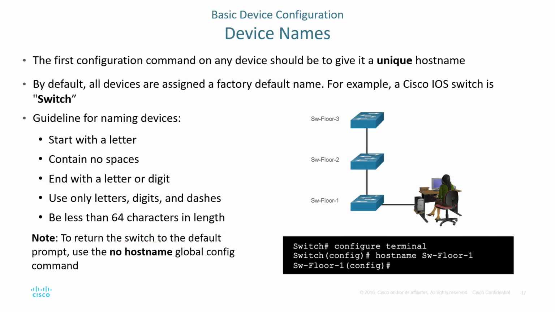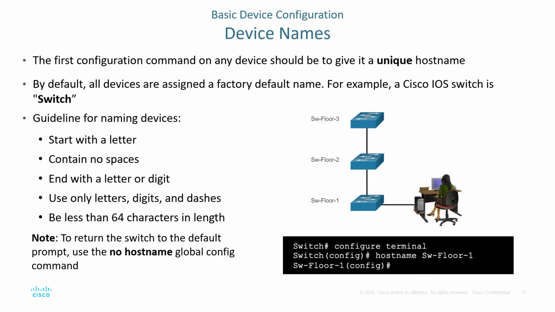So the first configuration command on any device should be to give it a unique name. When you purchase a device from a manufacturer, unless you purchased it pre-configured by them, they have the default name of either switch or router. As you see here, I have 3 switches in this diagram. If they were all named switch, I, the administrator, sitting in my fancy little office and looking at my show running command, would have no idea which one was where. So you want to name your devices and you want to name them appropriately.